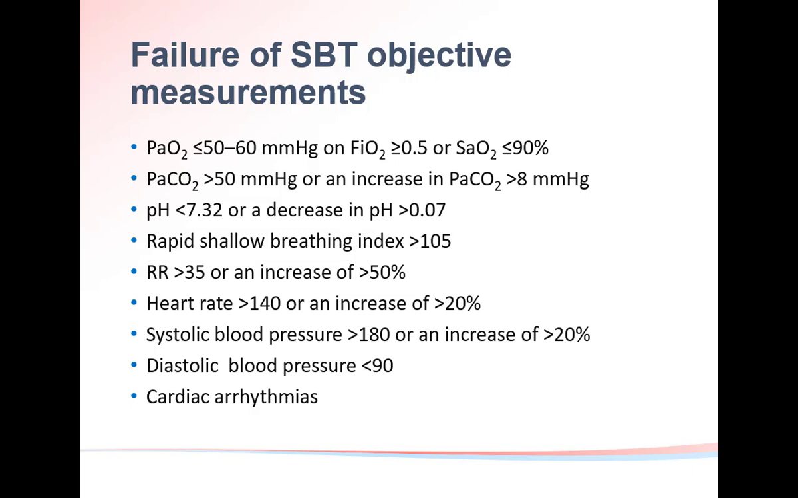And if you want to see it objectively: PaO2 less than 50 on FiO2 of 0.5 or saturation falling below 90, PaCO2 more than 50 or a rise of 8 millimeters, pH fallen below 7.32 or fallen by 0.07, RSBI more than 105, respiratory rate more than 35, heart rate more than 140 or a 20% increase. Similarly, blood pressure more than 180 or a 20% increase or decrease, diastolic blood pressure less than 90, cardiac arrhythmias, you failed.